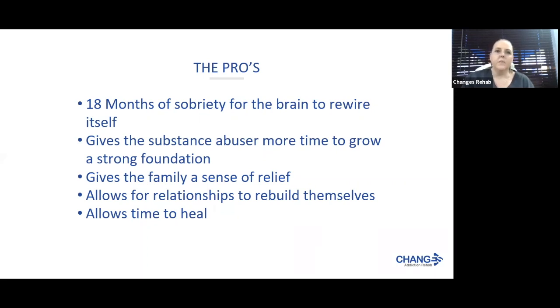And the longer you can keep them off the substances and in a treatment program, the better their chances of actually staying clean and sober, because you've tied them into a program of recovery for so long that it almost becomes habitual and they can start making those rational decisions. It also, as I mentioned, gives the family a sense of relief so that, my loved one is safe, getting the help they need. I can get the healing and the help that I need. It allows for relationships to rebuild themselves and it allows time to heal. Next slide, please.